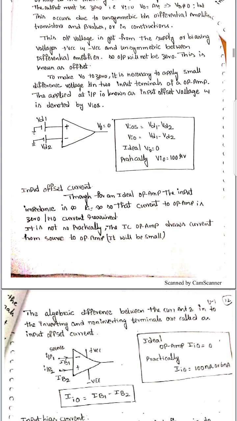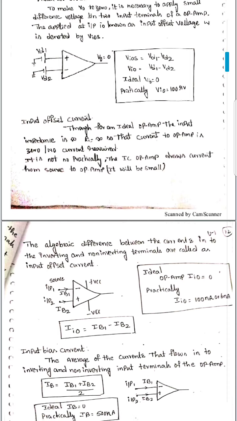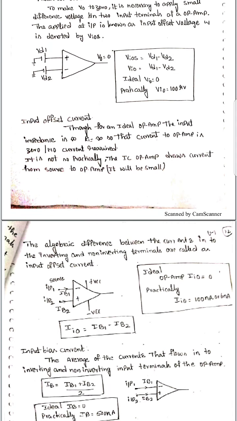To make V0 0, it is necessary to apply a small differential voltage between the two input terminals of the op-amp. This applied input is known as the input offset voltage, denoted by VIOS. VIOS is equal to VD1 minus VD2. Ideal is equal to 0. Practical is equal to 100.